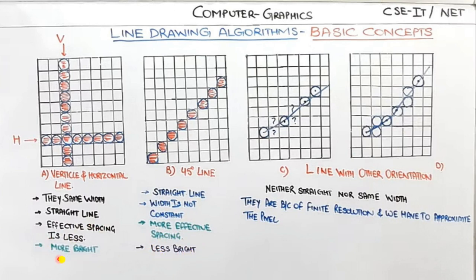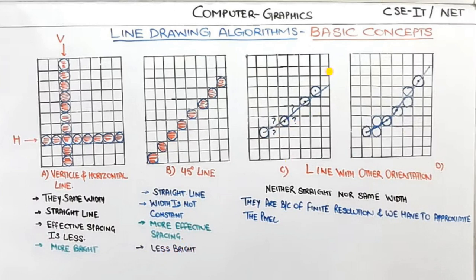So here we get more brightness, because the LED bulbs are one after the other and the space in between is less. Because of this reason we get more brightness. Here the spacing in between the pixels is more, so because of this reason we get less brightness.